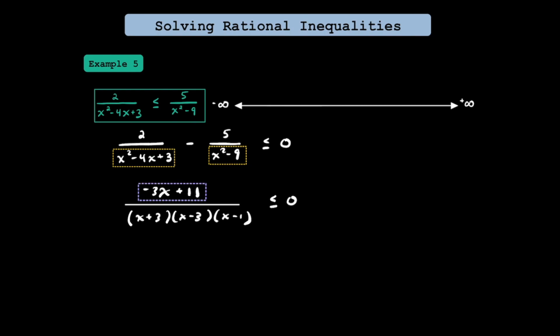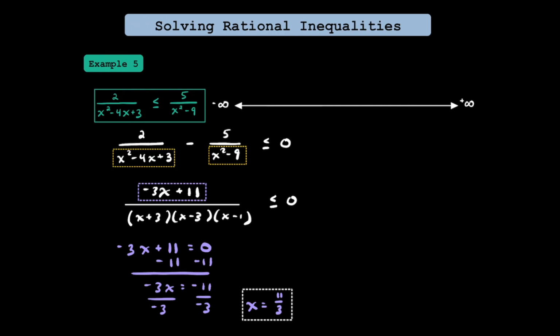Now we can finally look for important points by setting the numerator equal to 0. Here we have negative 3x plus 11 is equal to 0. Subtracting 11 from both sides here, we're going to get that negative 3x is equal to negative 11. Dividing both sides by negative 3, we're going to get that x is equal to 11 thirds. This is one of our important points.